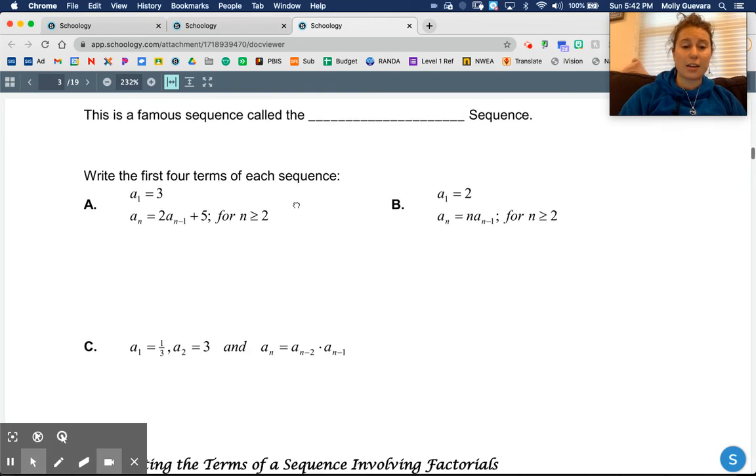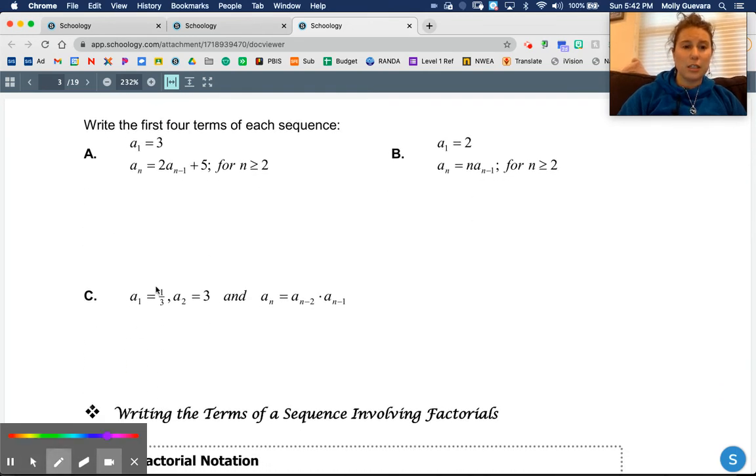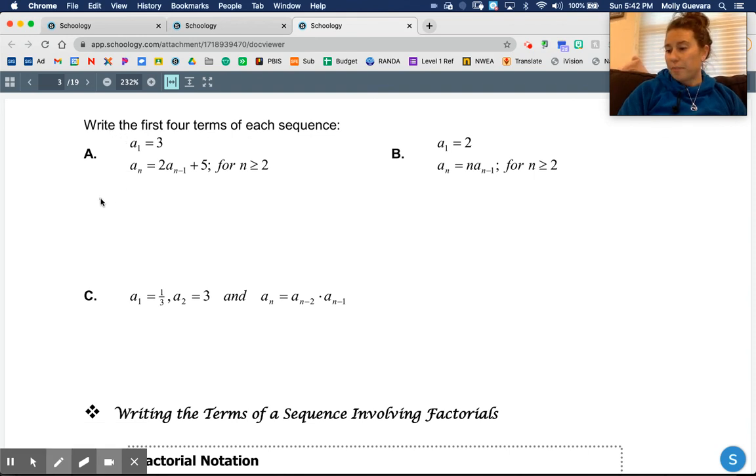So looking at our example here, I'm given that it wants the first 4 terms, first of all. So I'm just going to write it off to the side. I'm given that the first one is 3. Awesome. But I also want the second term, and the third term, and the fourth term. So we're going to figure that out.